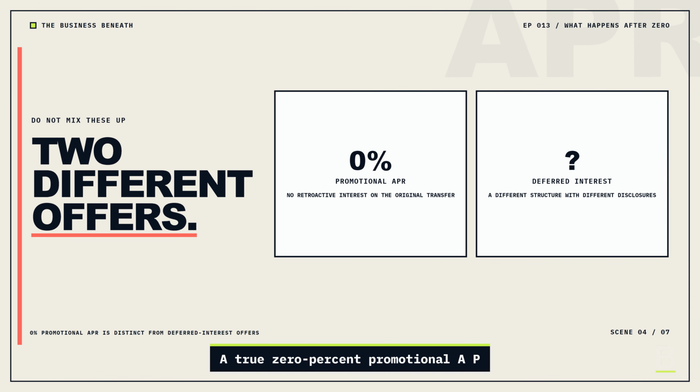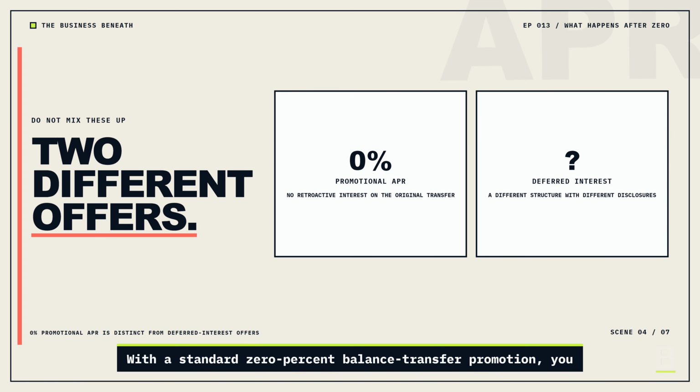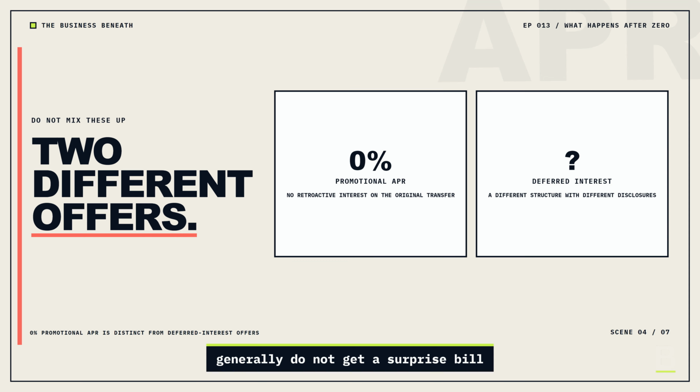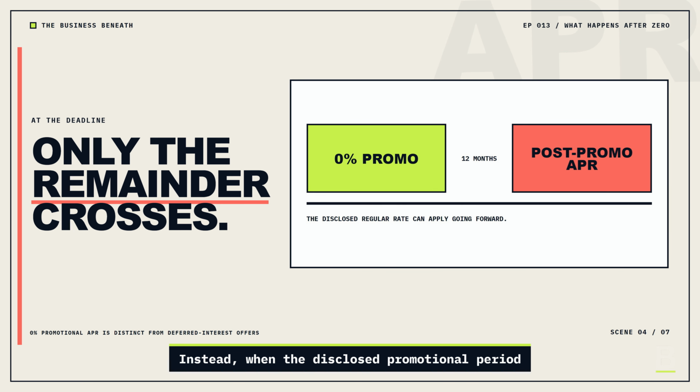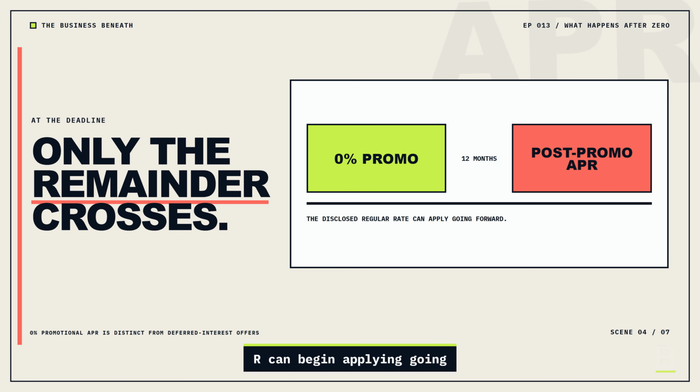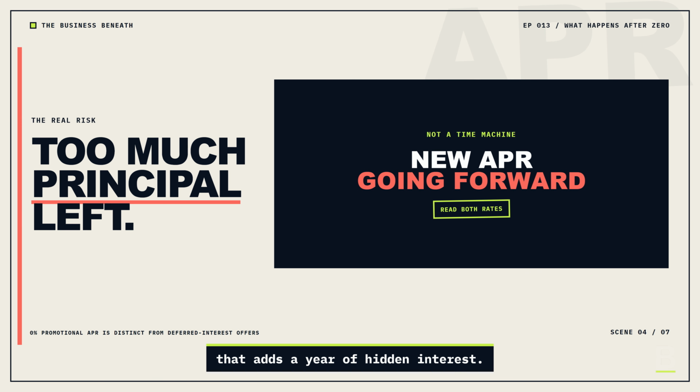A true 0% promotional APR is different from deferred interest. With a standard 0% balance transfer promotion, you generally do not get a surprise bill for retroactive interest on the original transferred amount simply because a balance remains. Instead, when the disclosed promotional period ends, the disclosed post-promotional APR can begin applying going forward to the remaining balance. That distinction matters. The danger is not a time machine that adds a year of hidden interest. It is reaching the deadline with too much principal left, then paying a normal credit card rate from that point.